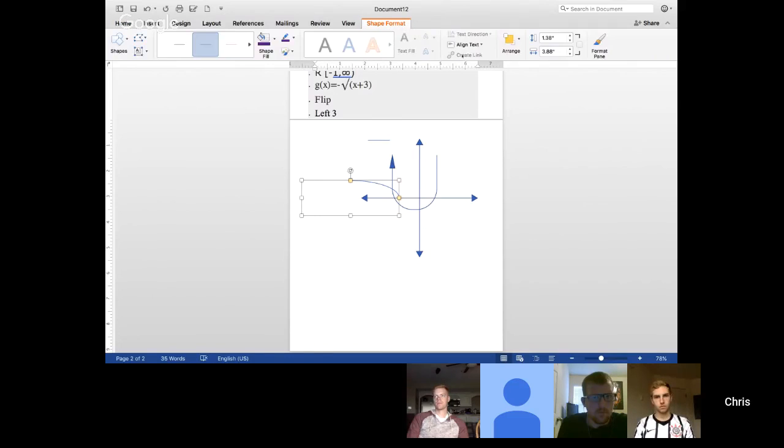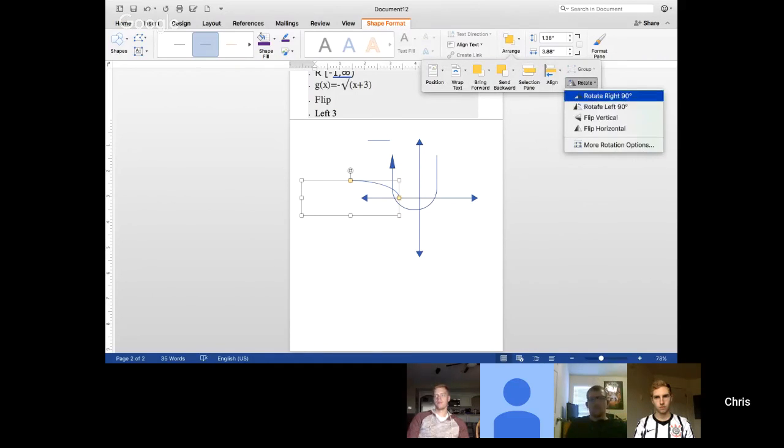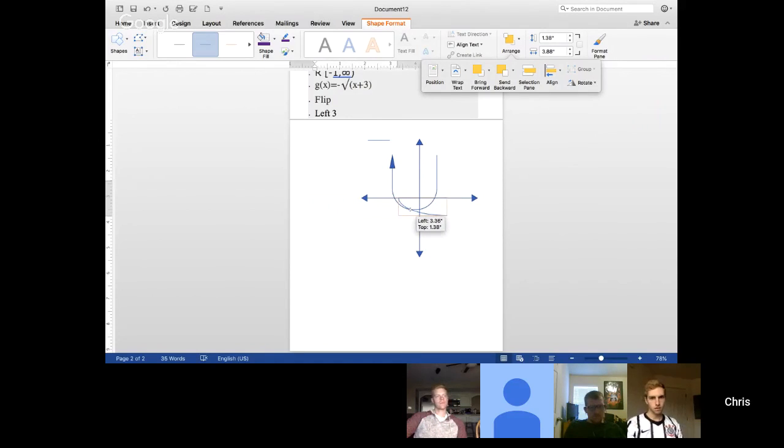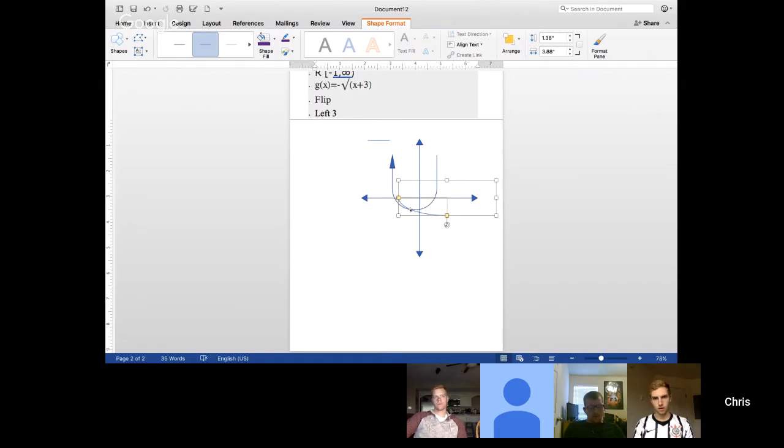Shape format. We'll do a little rotation. There you go. That makes a little bit more sense. Okay, so originally it was like this, and that's just square root x plus 3. And then you moved over 3, and because the negative's on the outside of the radical, you flip it, reflect it about the x-axis. Yeah. That makes sense.